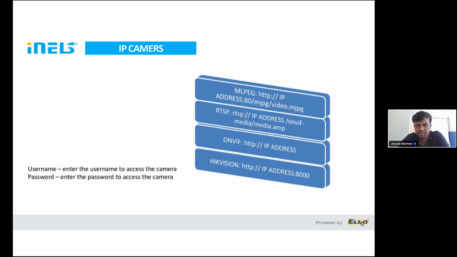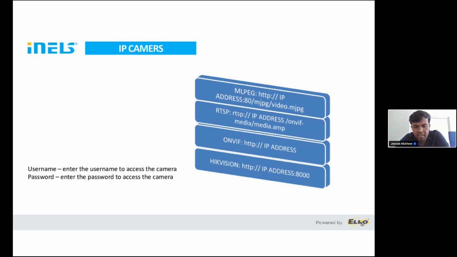Yeah, so you have to copy this streaming link from the IP camera's configuration page and paste it in the iNELS application so that it will be easily streamed there. Make sure that the IP address and everything is correct there.